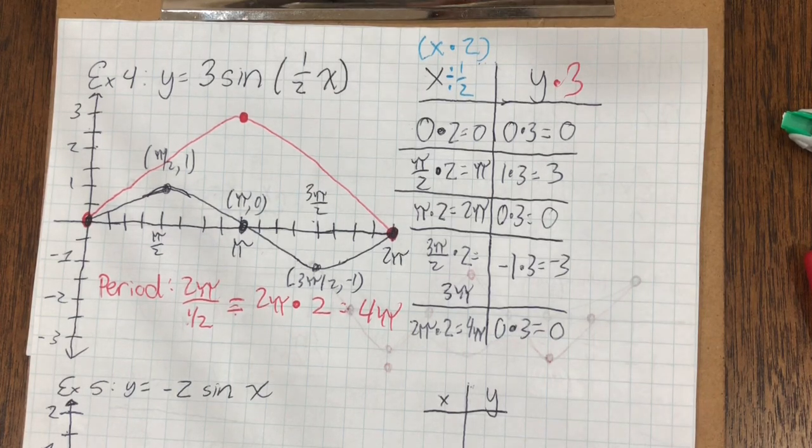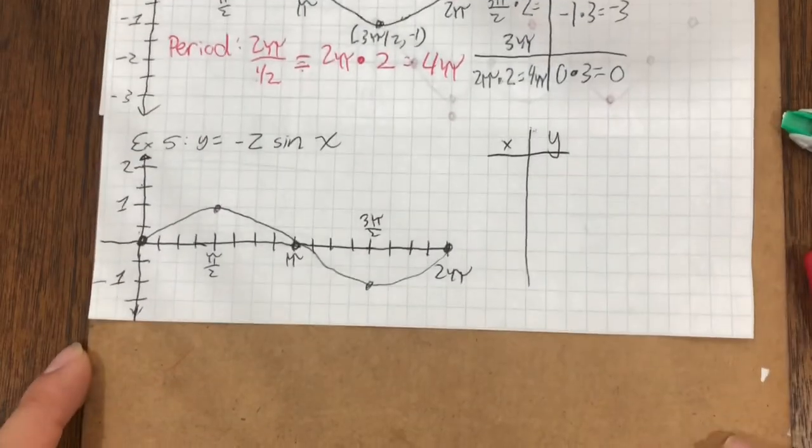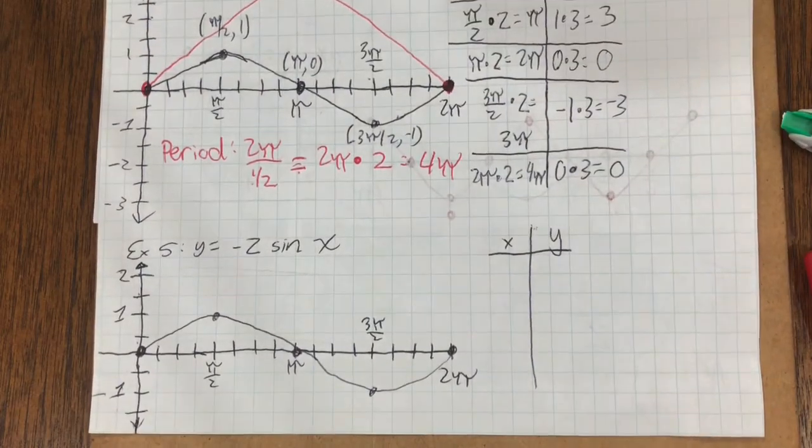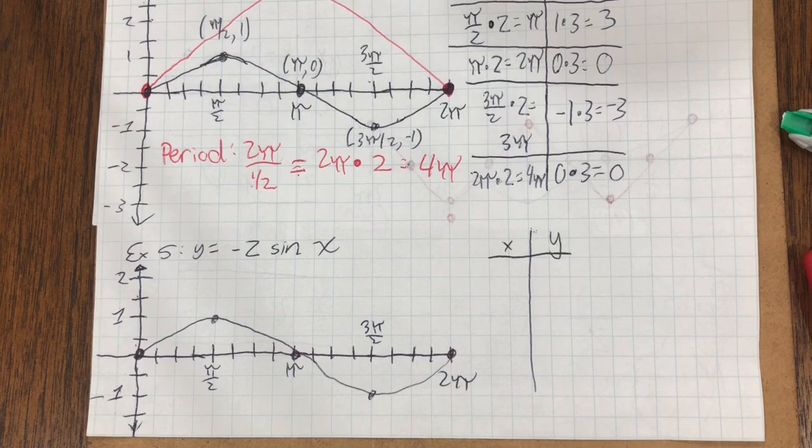Now we're going to take a look at one more example. For example 5, we have y equals negative 2 times sine of x. With this one, we only have a number in front of the trig function, which is negative 2. So luckily, we don't have both the amplitude and the period. We just have the amplitude.